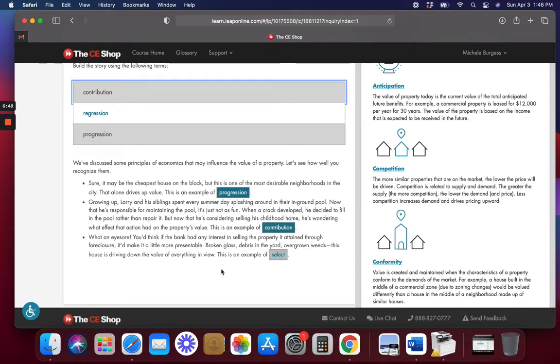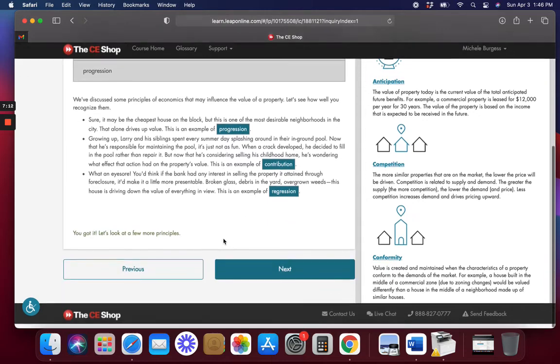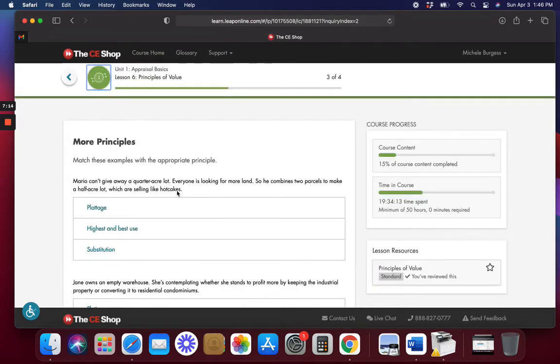Okay, what an eyesore. You'd think if the bank had any interest in selling the property it obtained through foreclosure, it would make it a little more presentable. Broken glass, very overgrown weeds. Then I would say fires in the neighborhood is a sign of regression. I know regression because I'm living around it right now. Not forever, just temporarily.